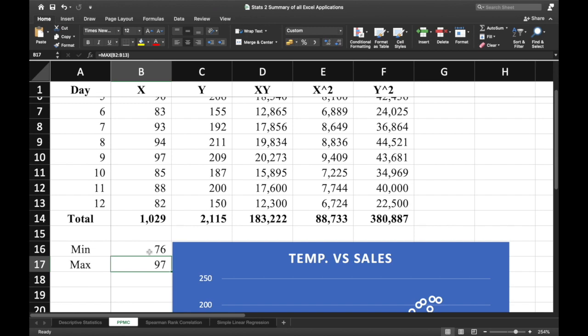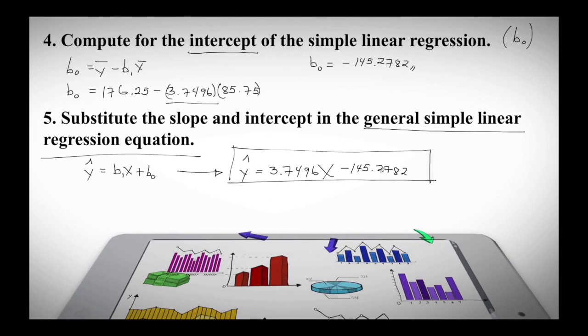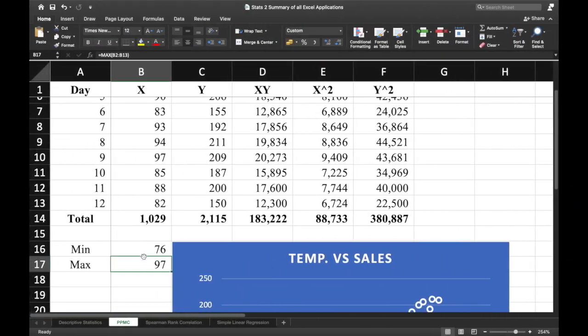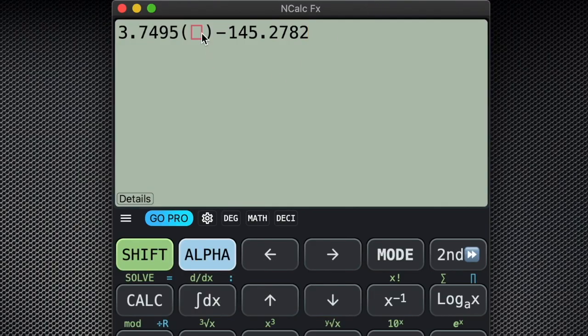So, ano po yung gagawin natin ngayon? What we will do now, guys, is to substitute this equation, yung x natin, yung lowest and the maximum value of x natin on this equation para mahanap natin ano yung katumbas na value niya pagdating sa y hat. Okay, so 3.7496. Let's have it here. 3.7496. Then, leave as blank muna natin to, minus the b sub 0, which is 145.2782. Okay, ano ulit yung pinakamaliit na value? That is 76. So, let's write here 76.